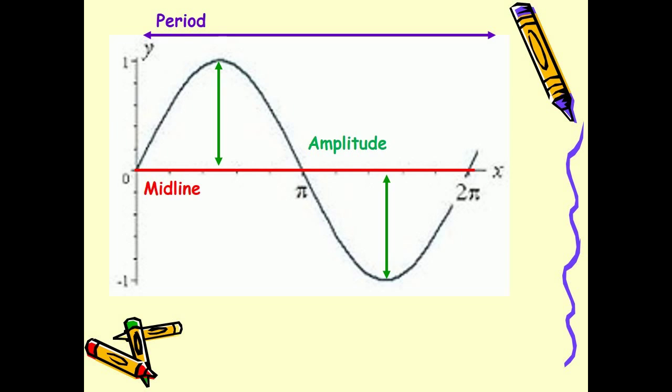This is a graph reviewing the 3 terms just discussed. The blue shows the period, which is one complete cycle of the function. The red shows the midline, which is halfway between the max and min points, and the green shows the amplitude, which is the distance from the midline to the max and min points.